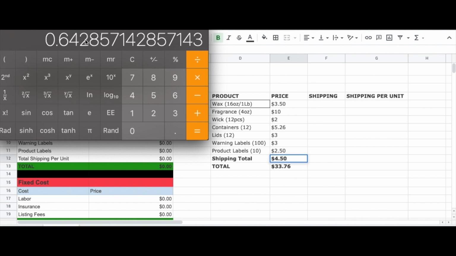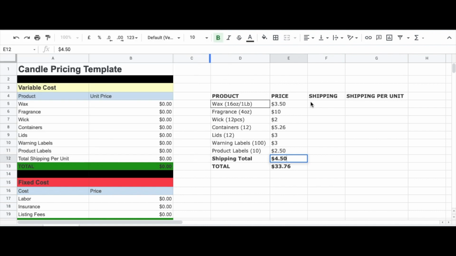I like to go as far as here, then eventually when I'm doing the total it would just be 2. So I like to go as far as 3. So 6, 4, 3. I'm going to round this up to 3 because this is more than 5. So 0.643 was how much it costs to ship each item individually. And I'm going to just copy this down because they're all the same price.